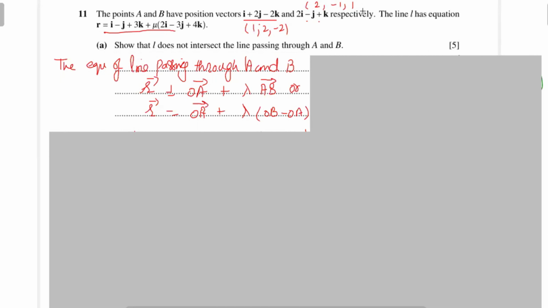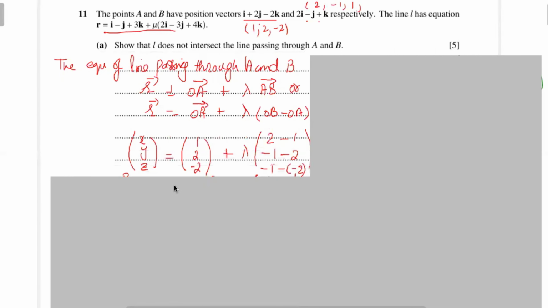Now we write this equation of line in column form. You see here, in column form, this line can be written as r equal to OA, which is 1, 2, minus 2. We write 1, 2, minus 2, and lambda is written as it is. Now the OB, the coordinates of B, 2, minus 1, 1.